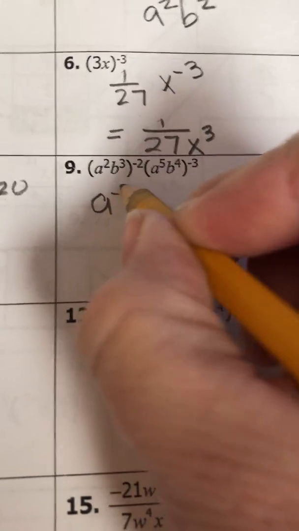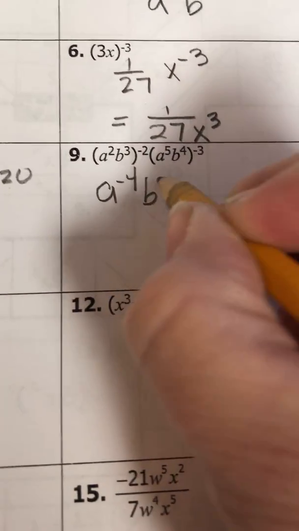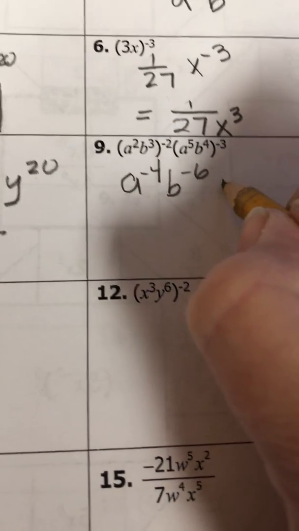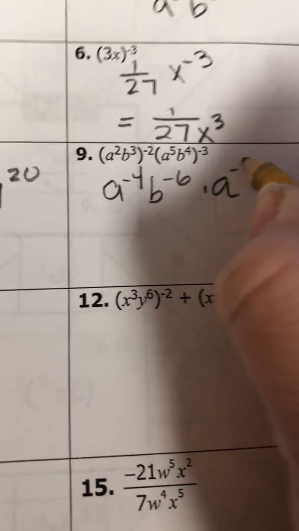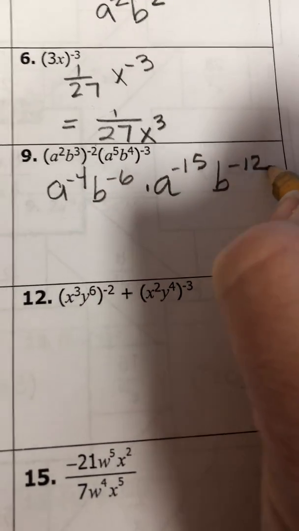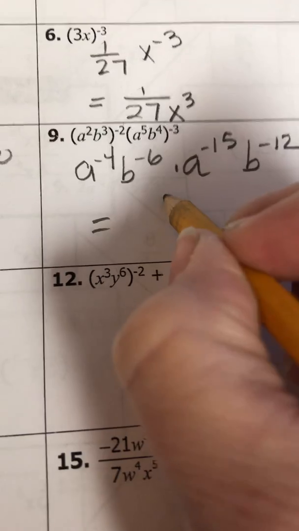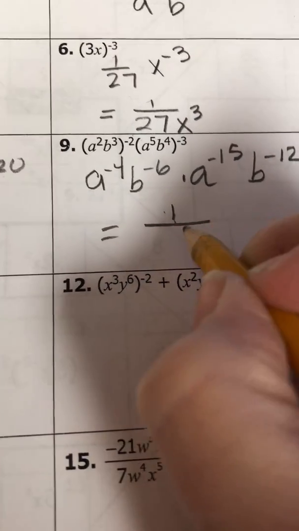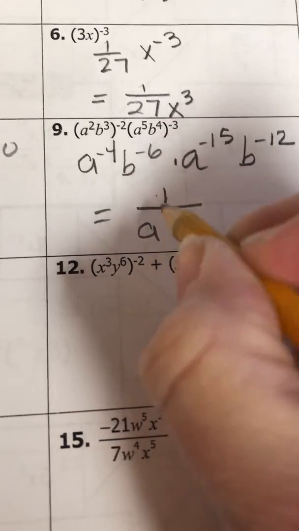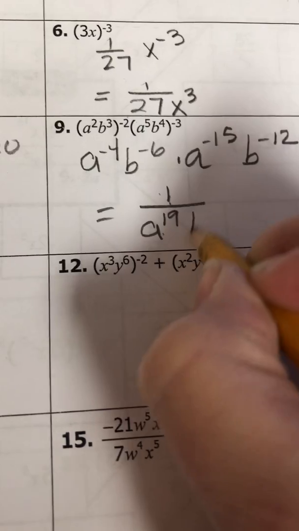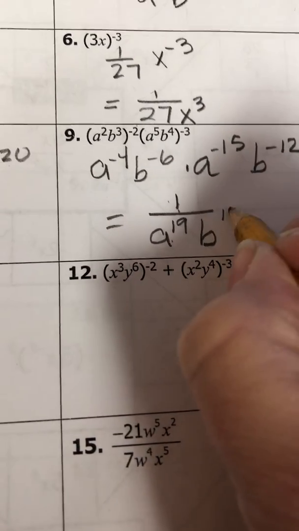Here I'm going to have a to the negative 4, b to the negative 6. Remember, I'm just multiplying those exponents. And the other side, I have a to the negative 15, b to the negative 12. And I'm going to keep anything positive, which is basically really 1. If you think about it, everything else is going to be down here. So I'm going to end up with a to the 19th and b to the 18th.